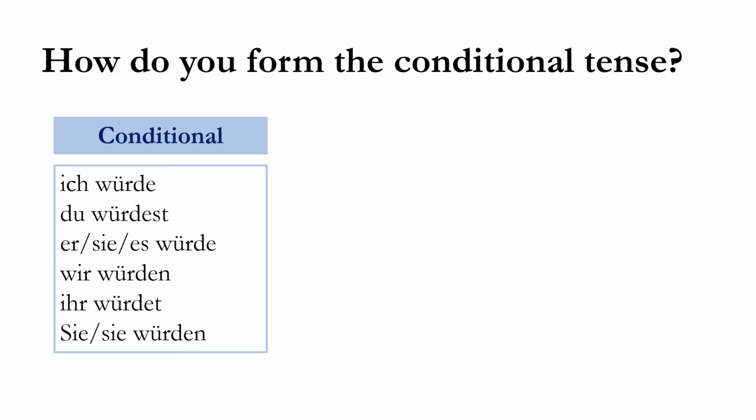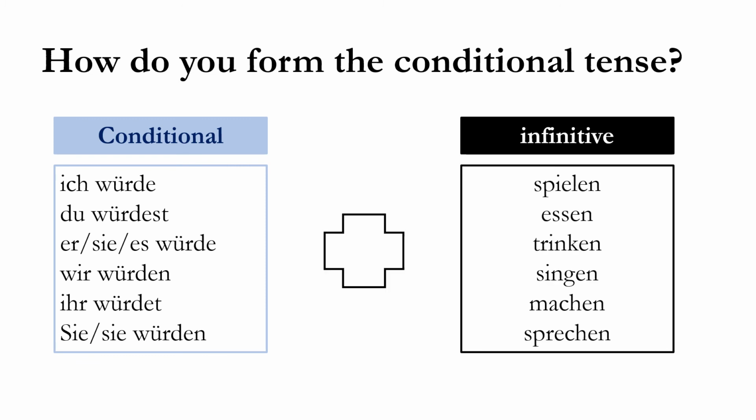So we form the conditional tense with the part ich würde, du würdest, er, sie, es würde, wir würden, ihr würdet, sie würden, plus the infinitive. You may also have seen ich möchte, I would like, but for today we're going to look at ich würde, I would. So if you wanted to say I would sing, it would be ich würde singen. If you want to say he would drink, er würde trinken.